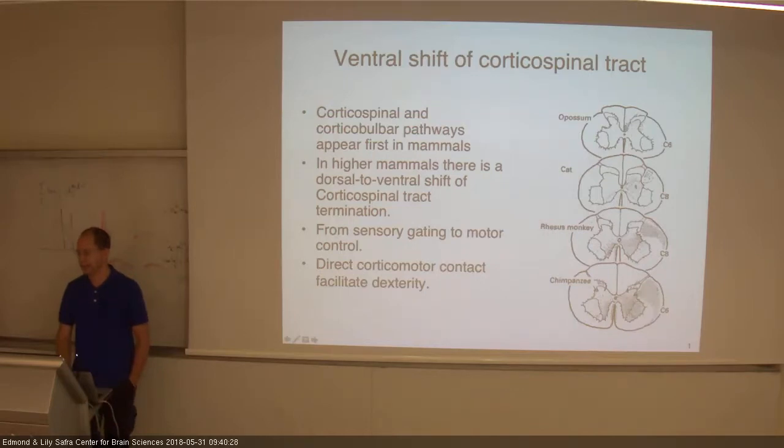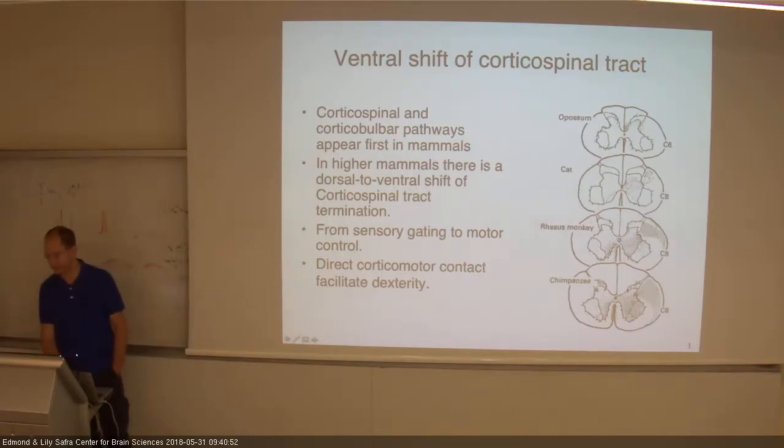In cats, you see that now it's, in the cat, this is from, I think, M1. Yeah, from the motor cortex. In cats, you see that now it goes to the intermediate segment, and then when you look at monkeys, rhesus monkeys, it's starting to go also to the ventral part, and then in chimpanzees, it's controlling both the ventral and intermediate parts of the spinal cord.